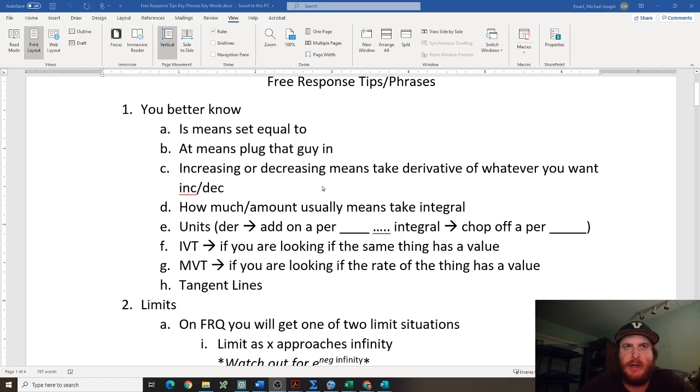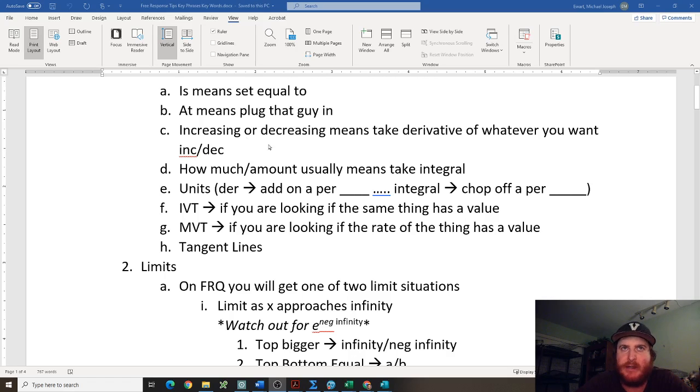Whenever you see "is," it means setting it equal to each other. If you see the word "at," it means you're plugging that guy in. It's usually an x value. Increasing or decreasing means to take the derivative of whatever you want to be increasing or decreasing. So if it says the amount of rocks in a garden is increasing, you're going to take the derivative of the formula for the amount of rocks, right? If it says the velocity is increasing, you're going to take the derivative of the velocity, v prime, which will become a. So whatever you want to be increasing, that's what you take the derivative of. Derivative positive would be increasing. Derivative negative would be decreasing.